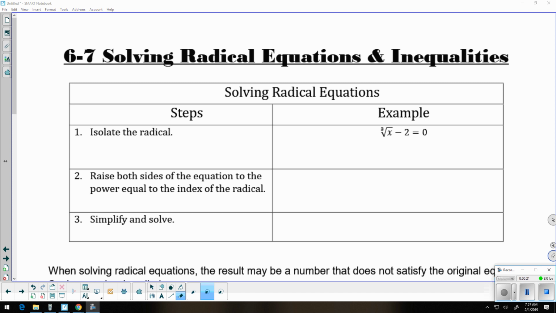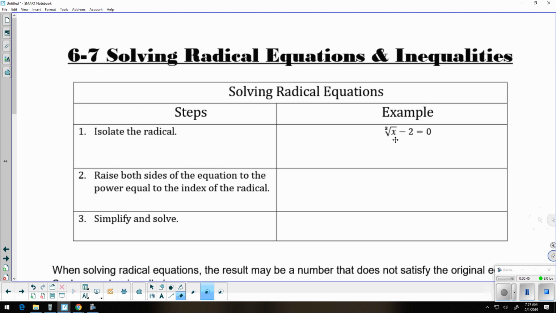But given this problem, we're taking the cubic root of some number x, we're subtracting 2, and that equals 0. So what can x possibly be? The first step, step 1, is you want to isolate the radical. So make sure the radical is all by itself. It's not by itself in this case. That minus 2 outside of it needs to go. So I'm just going to move it to the other side. I'm just going to simply add 2 to both sides.